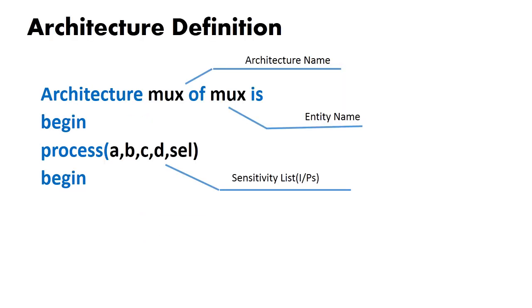After the entity, we have an architecture body which is used to describe the behavior, data flow, or structure of the entity design. In the architecture syntax, the keyword architecture is followed by the architecture name. Here the architecture name is mux, which is again followed by the entity name. The entity name is also mux. Then after begin, we have the process statement, which is followed by the sensitivity list. We have all the inputs in the process statement.